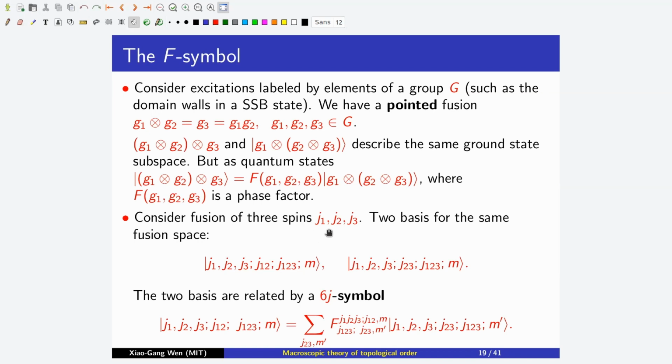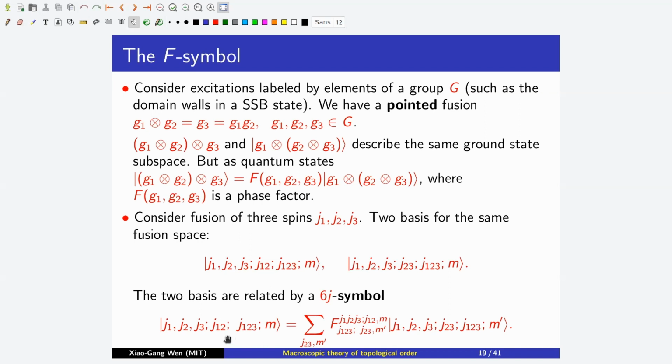To understand the Sigge symbol, we can go back to SU(2), which you are familiar with. I have three spins, J1, J2, J3, and you can fuse them. Then there's a momentum decomposition. We have two bases in the same fusion space. In one, we fuse J1, J2 into J12, and then fuse J3 with J12 into J123. The total angular momentum may have some m quantum number, which gives rise to one basis. Another basis is that we fuse J2, J3 first to get J23, then fuse J1 with J23 to get J123. Again, that's the total momentum with its basis. And these are really two bases.